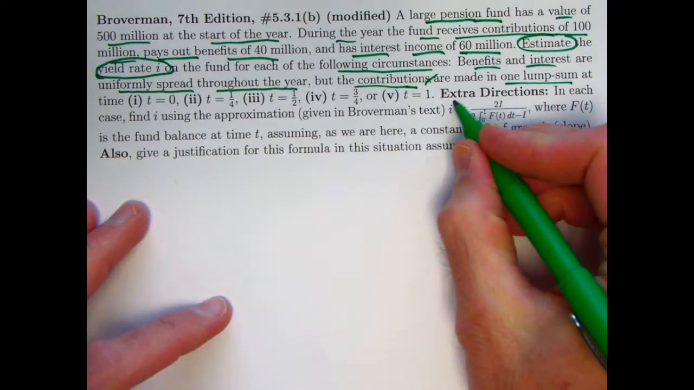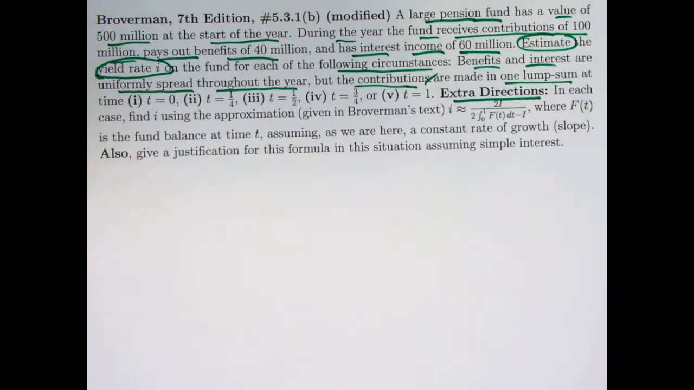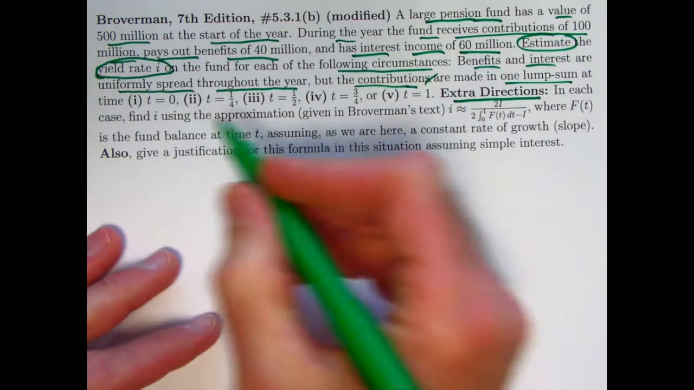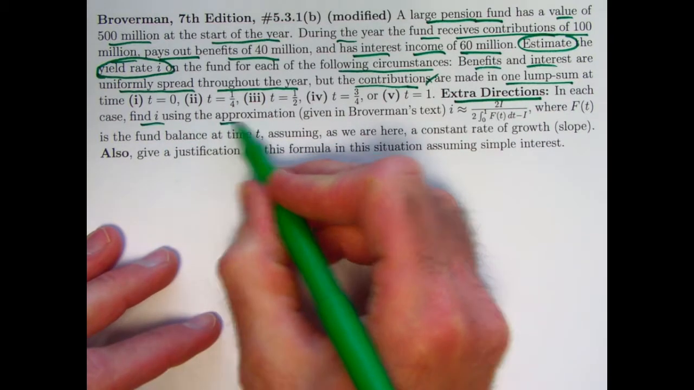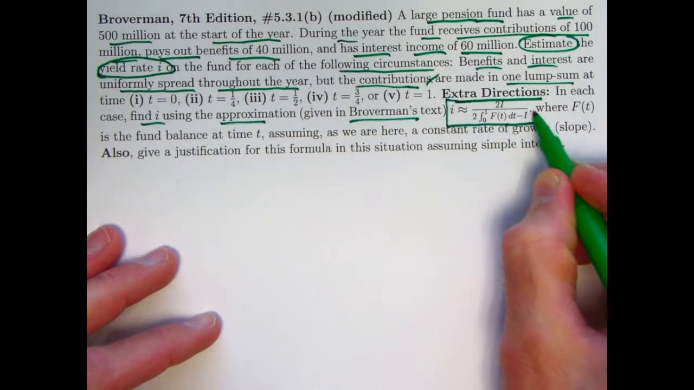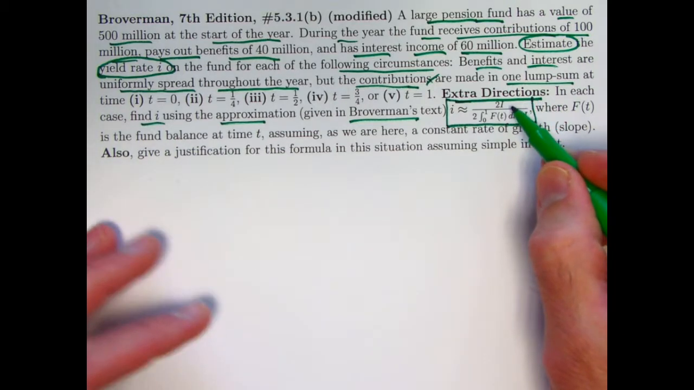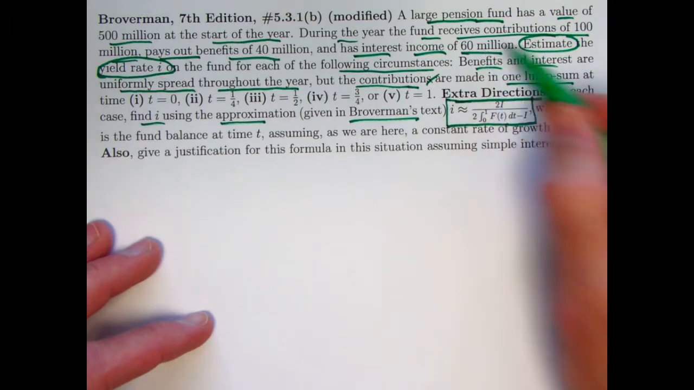Adding some extra directions, this first bit actually is something, if you're using Broverman's book, you should find out by reading the text, because I'm just saying make sure you find i by an approximation from the text given by this formula here. It's kind of a mysterious formula. You've got, well, capital I is not too mysterious. That's the total interest, which is $60 million.